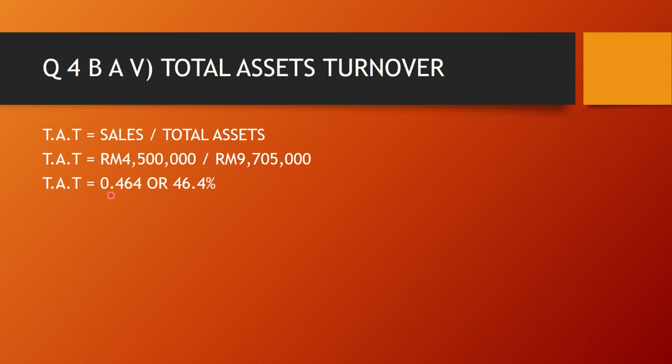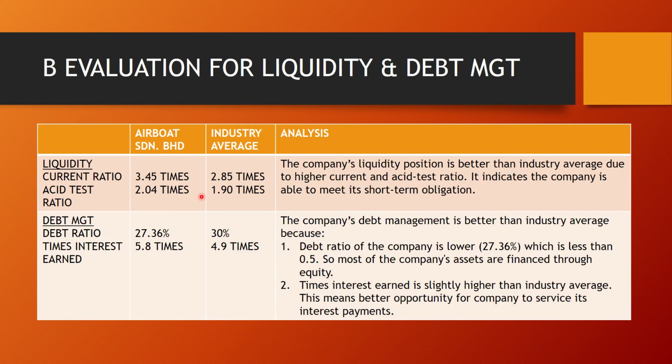And for the total asset turnover, the formula is sales divided by total asset. Sales is given in the income statement at 4.5 million. Total asset is given in the balance sheet at 9.705 million. And the total asset turnover is 0.464 or 46.4%.